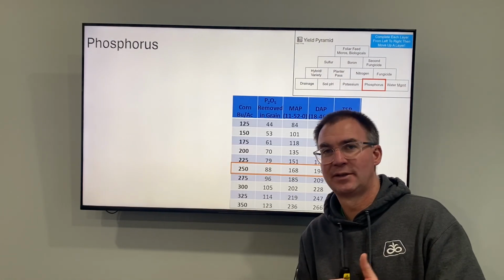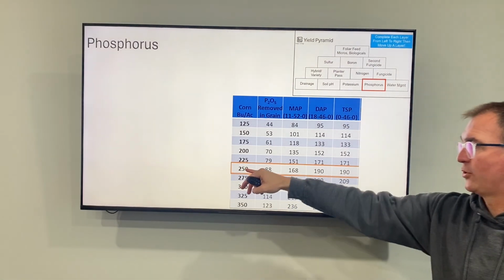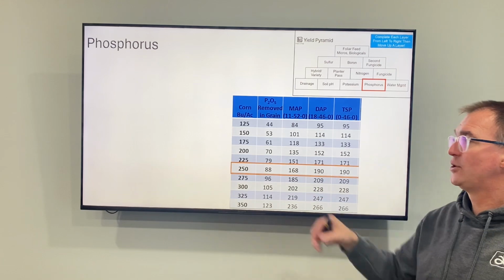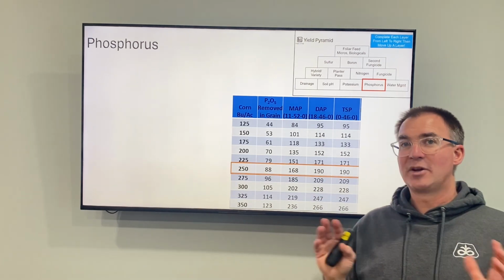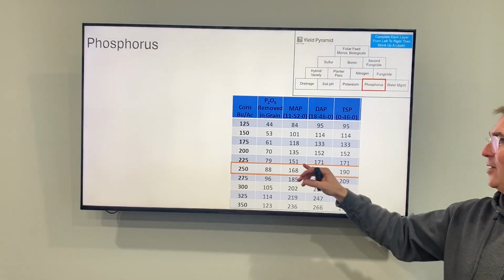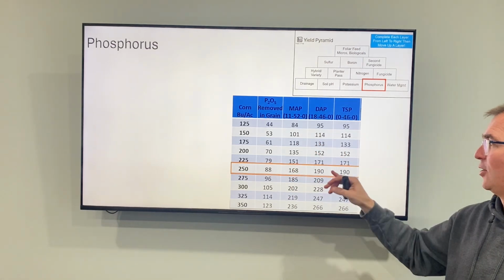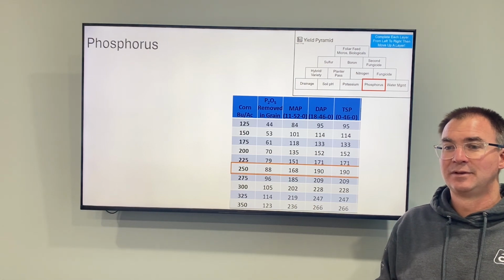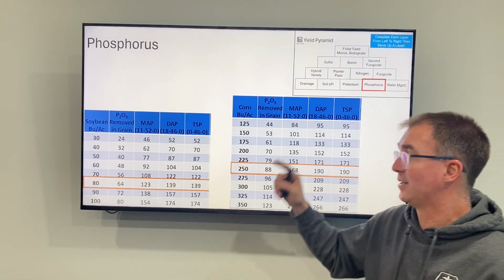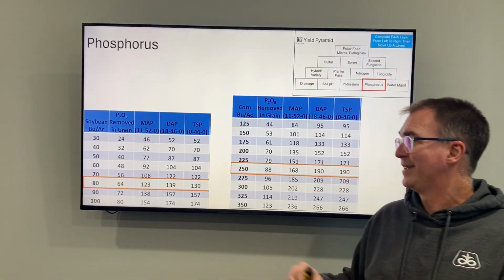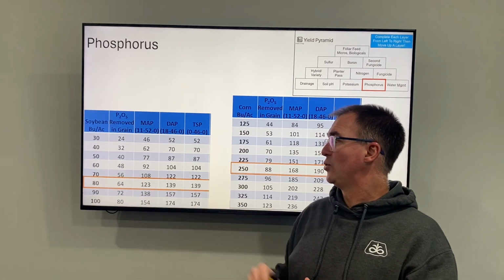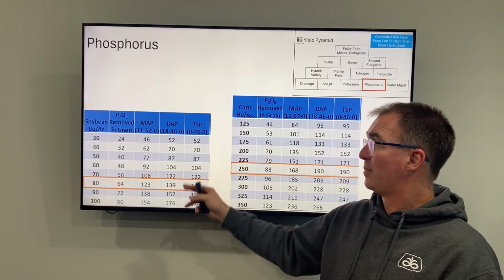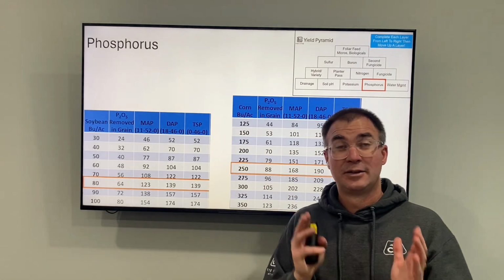How about phosphorus? A little bit different here. A 250 bushel corn crop is taking off 88 pounds of P2O5 in the grain. Depending on your phosphorus source, that's either 168 pounds of MAP, or 190 pounds of DAP or triple superphosphate. How about in soybeans? Again, 80 bushel soybeans, we're removing 64 pounds of P2O5, which is 123 pounds of MAP, or 139 pounds of DAP or triple superphosphate.